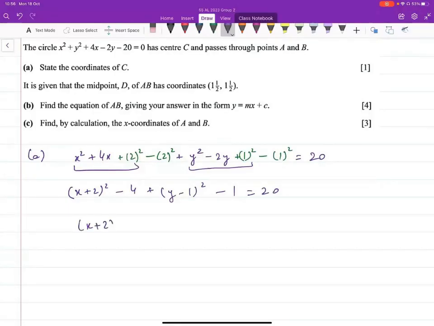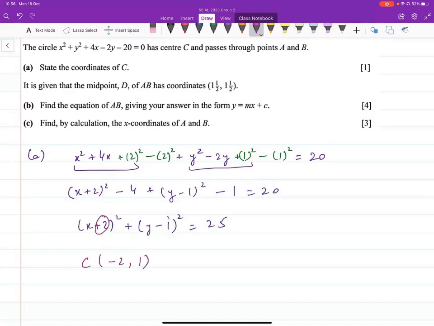So now we have the standard form of the equation of the circle, which is x plus 2 whole square plus y minus 1 whole square, that equals 25. We can say the coordinates of C, which is the center of the circle, are minus 2 and 1.